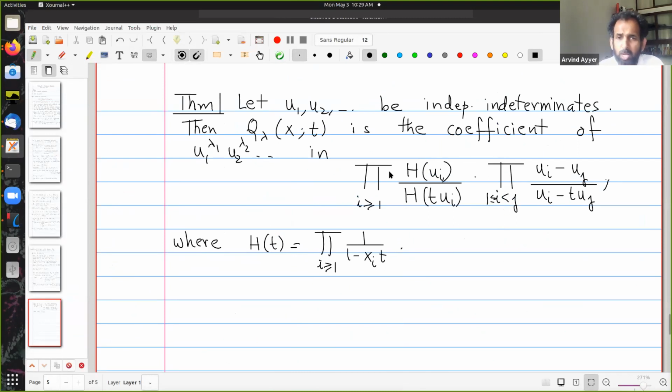Okay. So you expand this out and you take the coefficient of u1 to the lambda 1, etc. Of course, these are symmetric, so we take one of them, in weakly decreasing order, and you take the coefficient. This is a somewhat technical result, not completely easy. So this is one expansion. The generating function of these, this infinite variable generating function, is nice. It has this full product expansion.